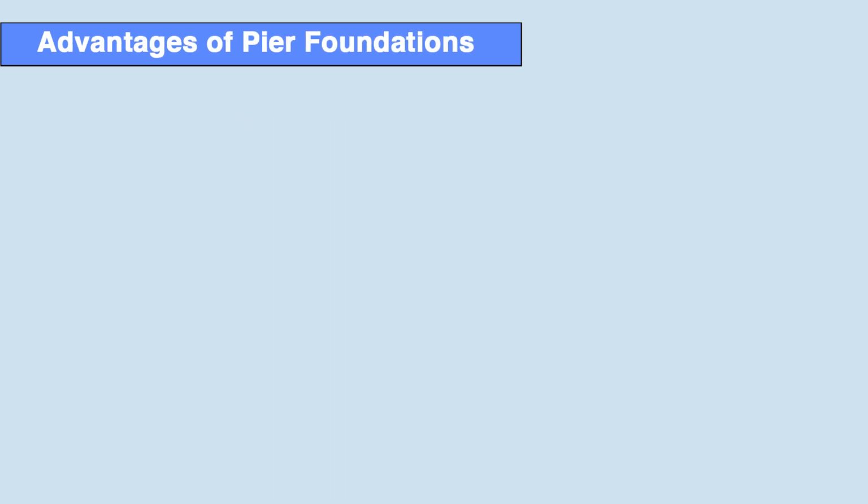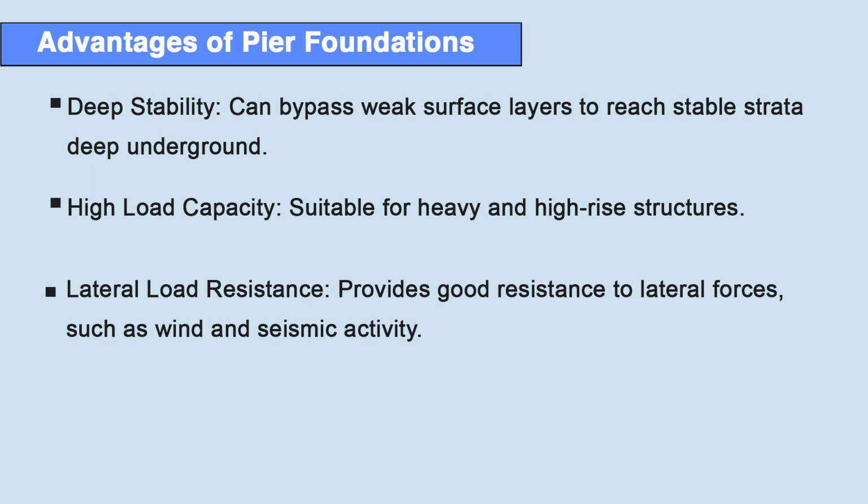Then what are the various advantages of pier foundations? First is deep stability. It can bypass weak surface layers to reach stable strata deep underground. Second is high load capacity. It is suitable for heavy and high rise structures. Third is lateral load resistance. It provides good resistance to lateral forces such as winds and seismic activities.